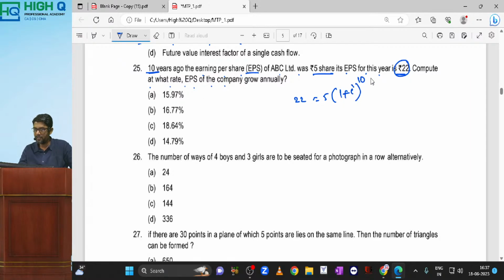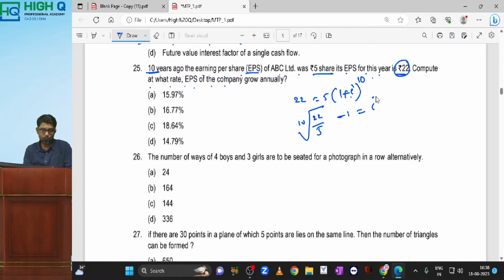How many years? 10 years. Okay, fine. So we need to find out the rate of interest. So what is it? 10th root of 22 by 5 minus 1 is equal to I. This is what you are going to get. So 22 divided by 5, 4.4.